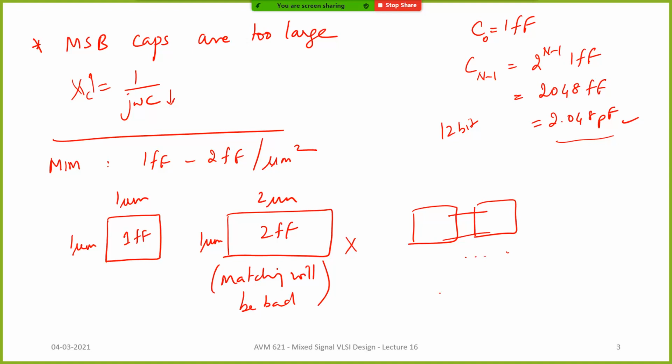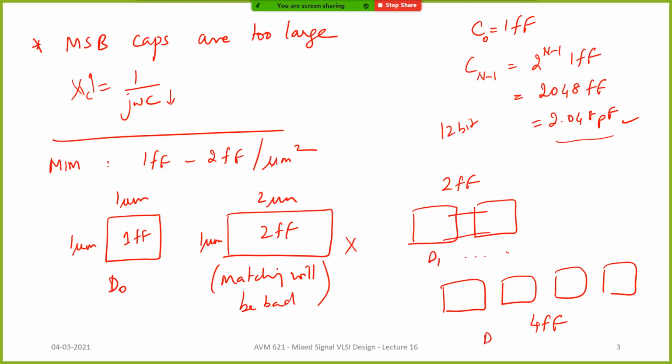Let's say I have one more thing. So this is 2 femtofarad, this is 4 femtofarad. All right, so this is, let's say, D0, D1 and D2. Let's stop with this now. Now you have to connect all of them, correct?